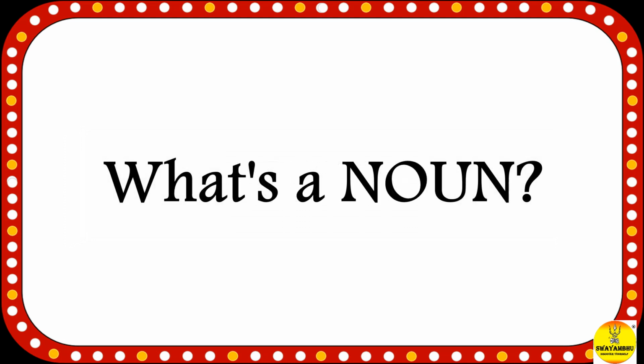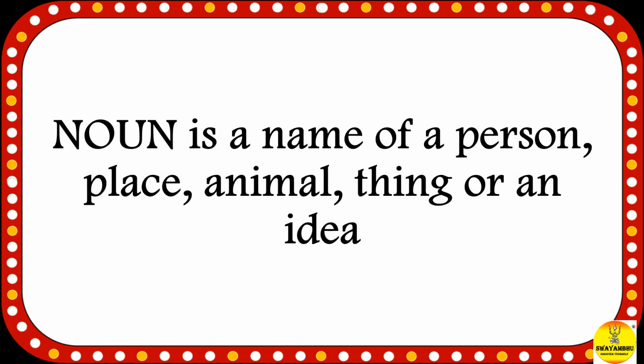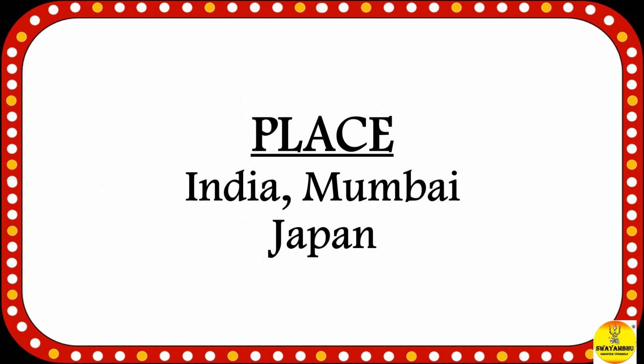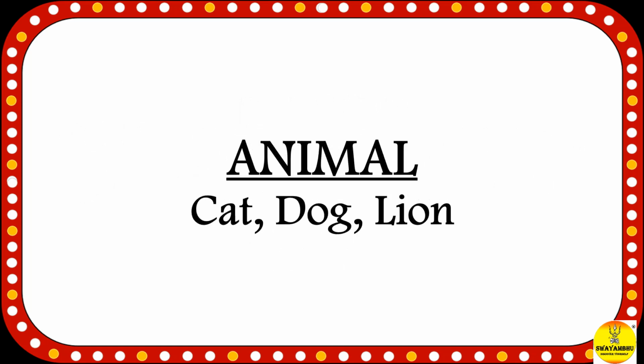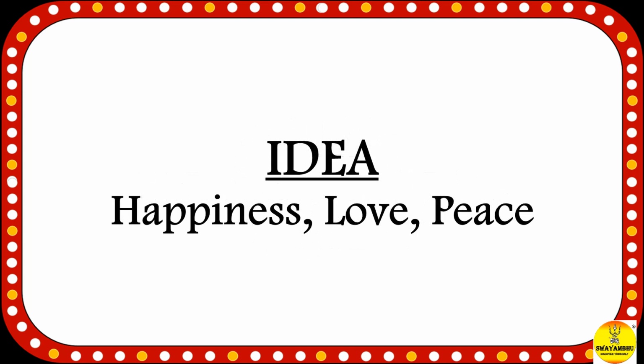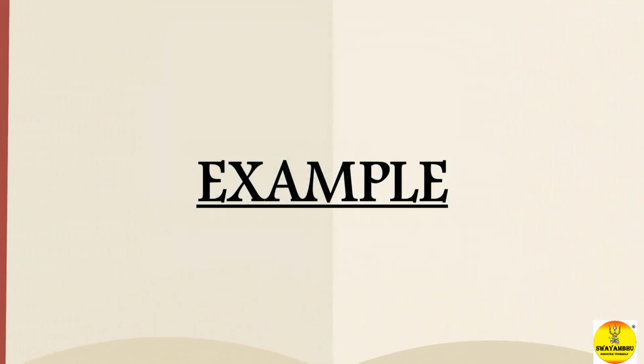The first part of speech is noun. What's a noun? Most of you will remember this very easily. Noun is the name of a person, place, animal, thing, or an idea. Person: man, woman, Raja, Rani, teacher. Place: India, Mumbai, Japan. Animal: cat, dog, lion. Thing: house, spoon, knife, cup, shop. Idea: happiness, love, peace.